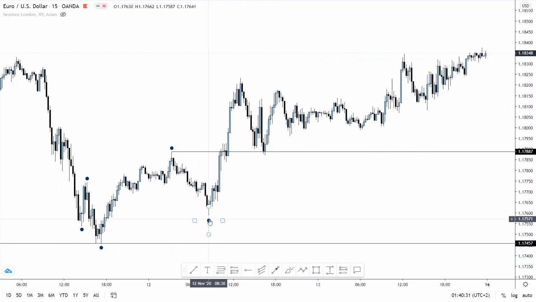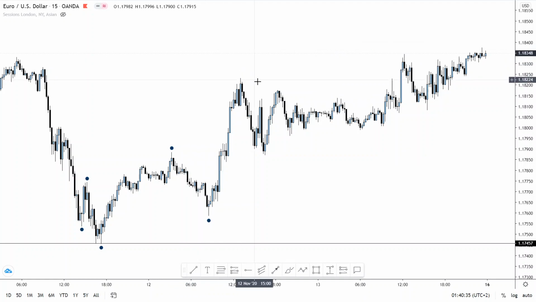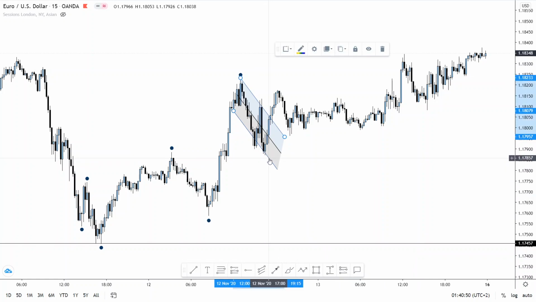This is a confirmed higher low, and then this is a higher high. Once we retrace, we retraced, we got this consolidation here, and then we got to move higher, right?